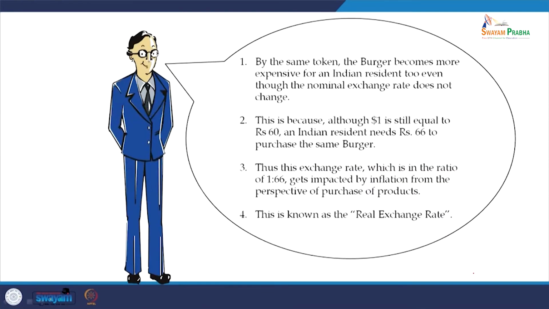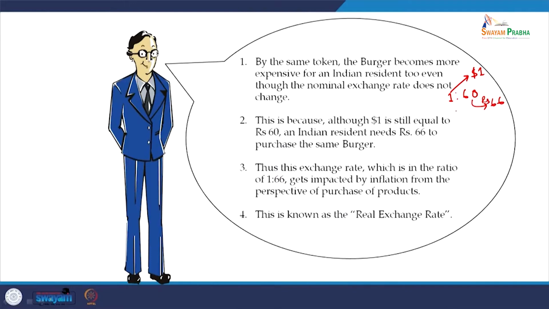By the same token, the burger becomes more expensive for Indian residents even though the nominal exchange rate does not change. The nominal exchange rate is still 1:60, but the US burger price is still $1. In India it is 66 rupees. So, in India the person cannot buy the burger, because although $1 is still equal to 60, the Indian resident needs 66 to purchase the same burger.